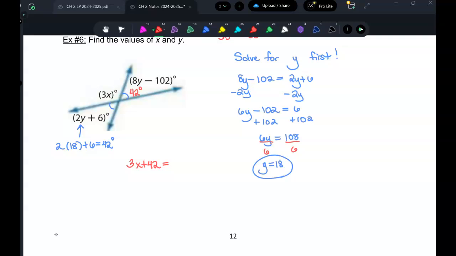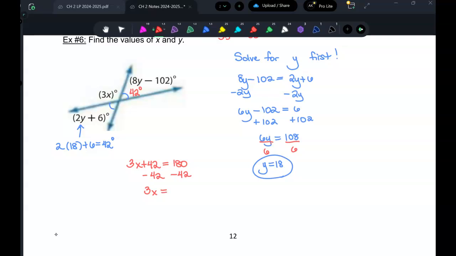180. I have a quick question. Why did you sub in the y? Because I didn't have enough information to figure out what x was until I figured out what the angle measure is here.